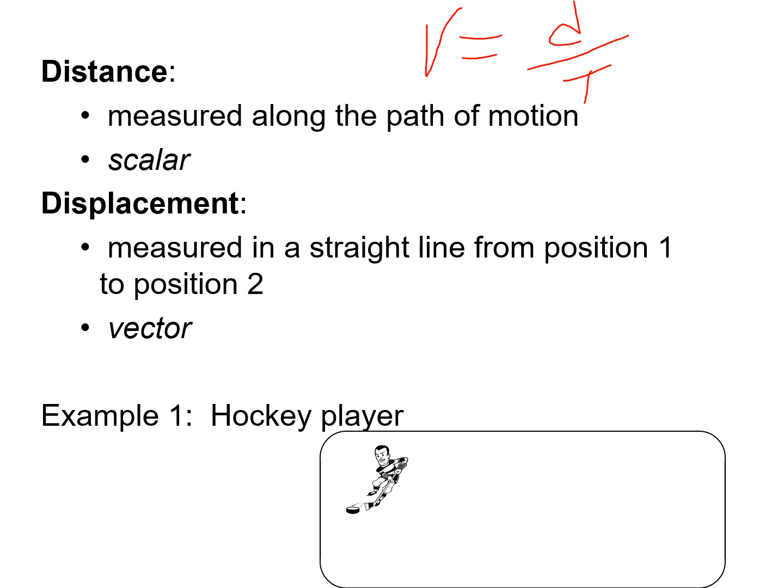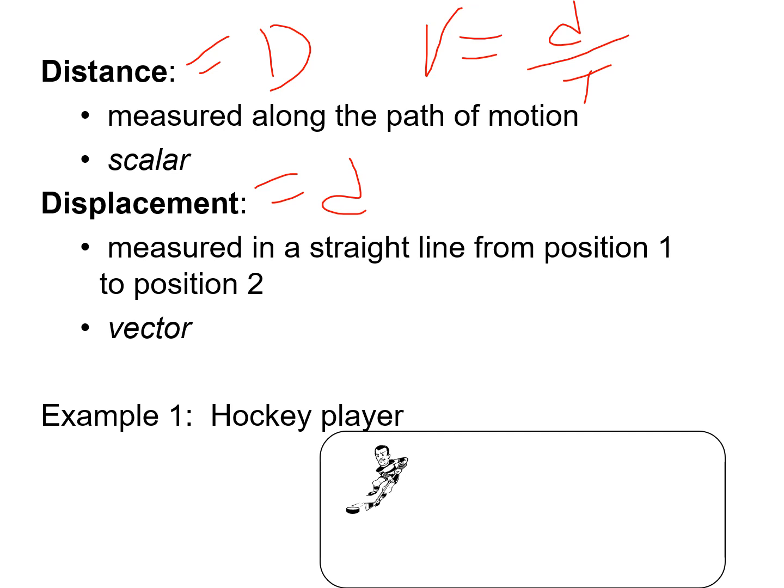What I do a lot when I write this stuff out, just so you can follow along with the notation I use, is that with distance, I'll use a capital D. Displacement, I'll use a lowercase d. Velocity is simply a change in displacement over time. Distance is a scalar quantity. Displacement, because it's used for velocity, is a vector.